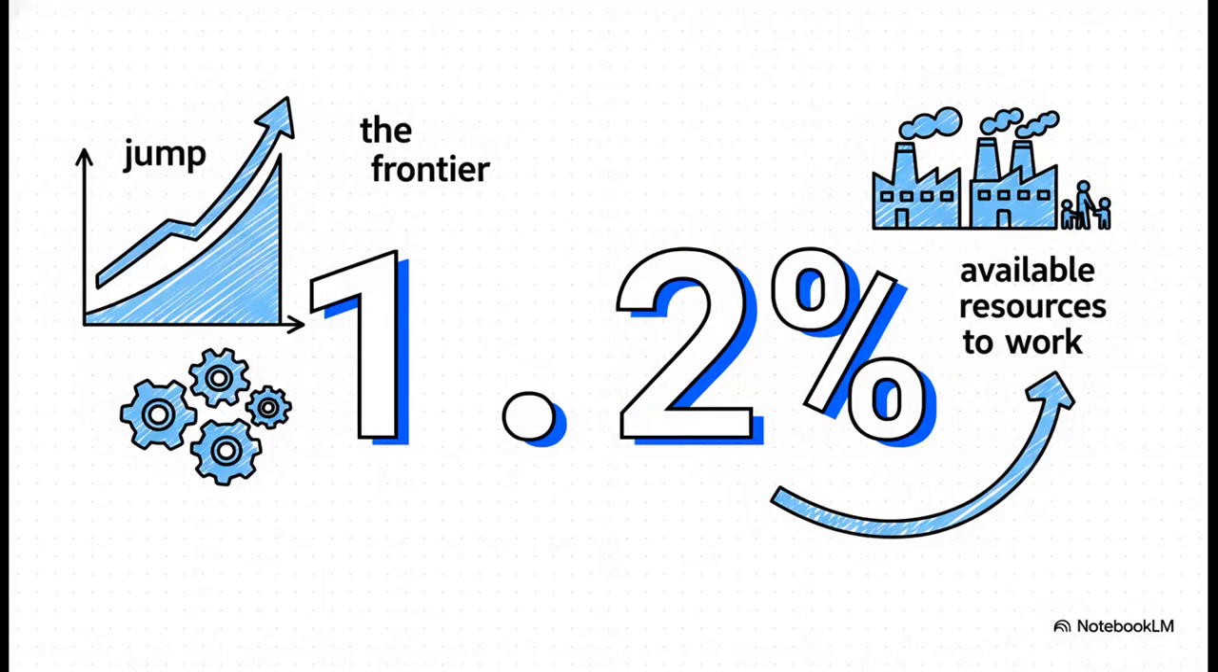And if you want to know how they made that first jump from inside the curve to the edge, just look at this number. By 1944, unemployment had dropped to a staggering 1.2%. That is the lowest in American history. Basically, every single person and resource that could be put to work was. That's what moving to the frontier looks like in the real world.